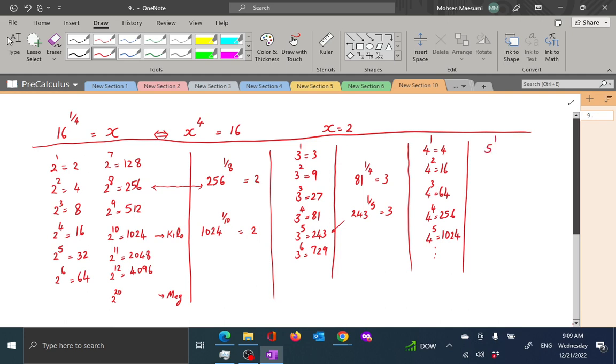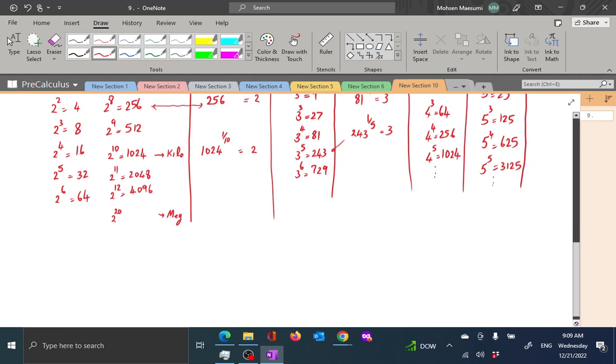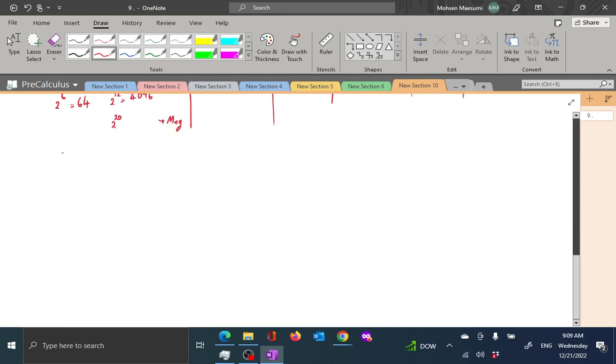Let's go look at 5. So 5 squared is 25, cube is 125, the power of 4 is 625, the power of 5 is going to be 3125, and so on we go. How about 6? 6 to the power of 1, 6 to the power of 2, 6 to the power of 3. That's what was there in the exercise. 6 to the power of 4, that's going to be 1296.